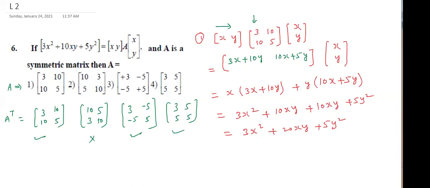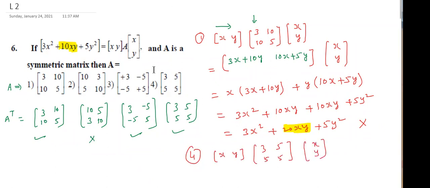See the question here, what is there? 10xy. But here we got 20xy. So this is wrong answer. This is wrong answer. That's why I am going to verify the fourth option. Fourth option is correct because 5, 5 is there instead of 10. xy, 3, 5, 5, 5 into xy. I'm verifying the fourth option.